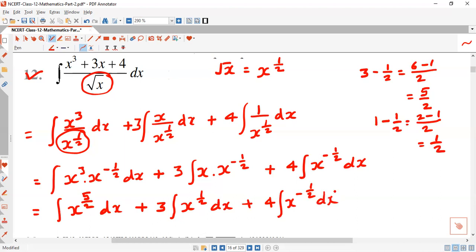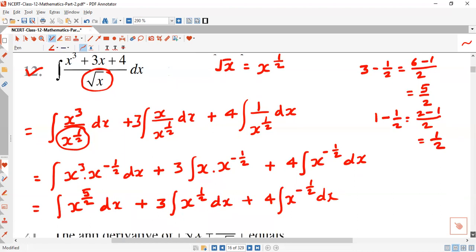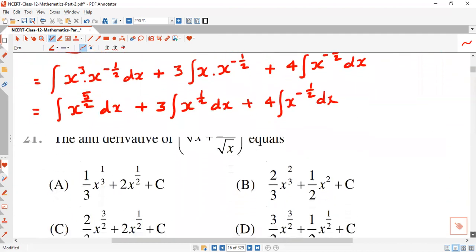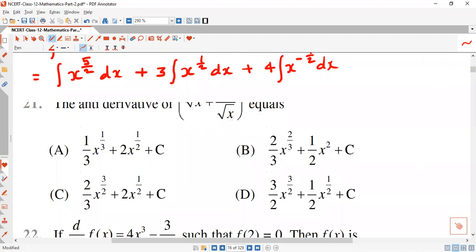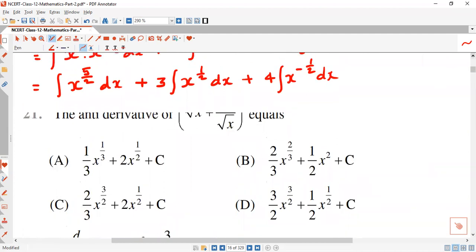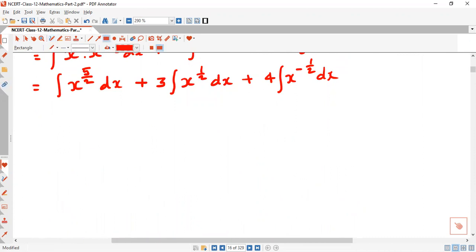Now we want to do the integration of this part. For the integration of this part, we use the formula. What is the formula?